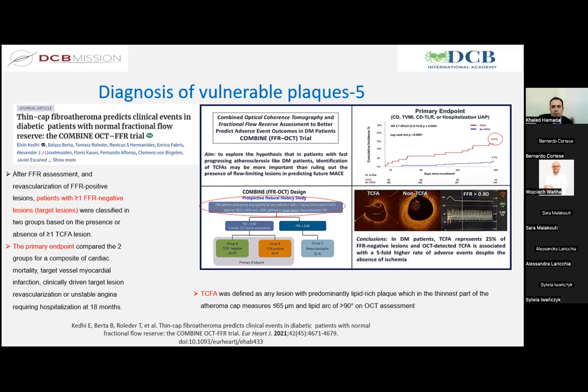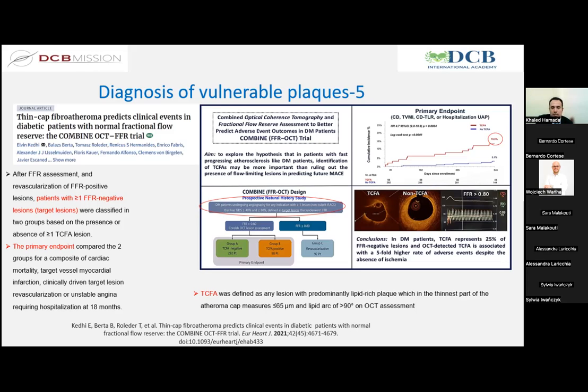As we can see here, the cumulative incidence of MACE was higher in patients with thin-capped fibroatheroma. So they concluded that in diabetic patients, thin-capped fibroatheroma represents 25% of FFR-negative lesions, and OCT-detected thin-capped fibroatheroma is associated with a 5-fold higher rate of adverse events despite the absence of ischemia.